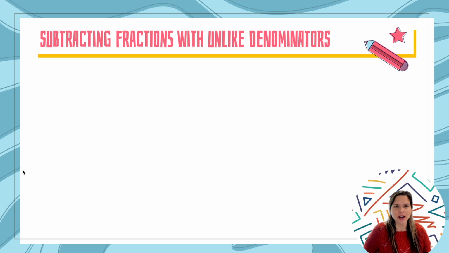We're subtracting fractions with unlike denominators, but remember, we need to pay a lot of attention because we have to follow several steps. Let's start with our example. We have 3/5 minus 1/4. What is the first step?